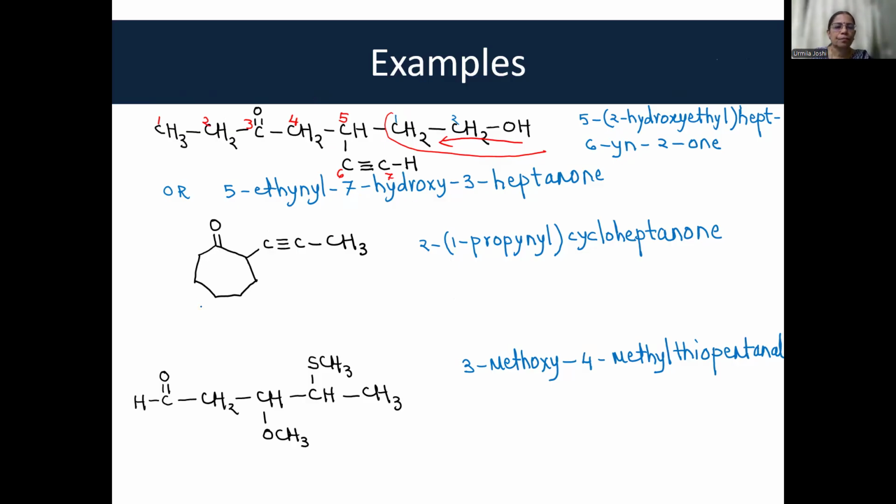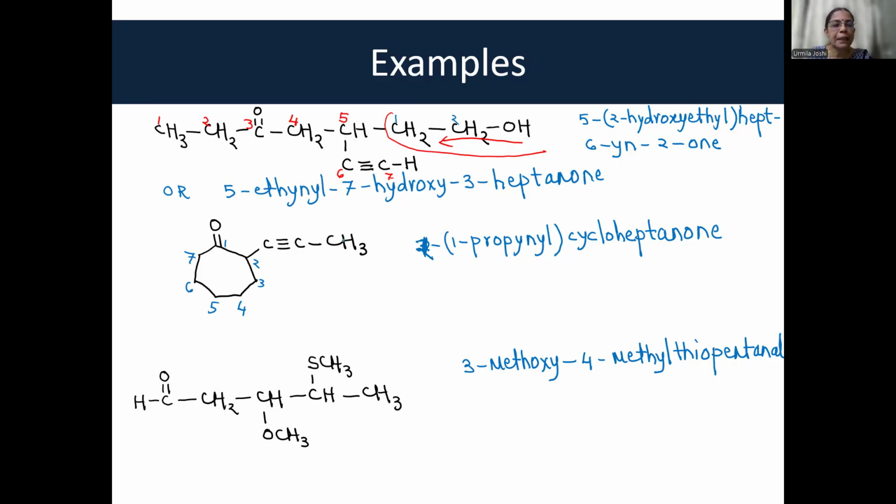The next one. This is cycloheptane. Cycloheptanone. Okay. Sorry, this has to be 1. We are naming it as cycloheptanone, so the numbering should start like this. So 2. 2 was correct. Sorry, I am very sorry. 2, 3, 4, 5, 6, and 7. So it is cycloheptanone. But at 2 position, there is a substituent.